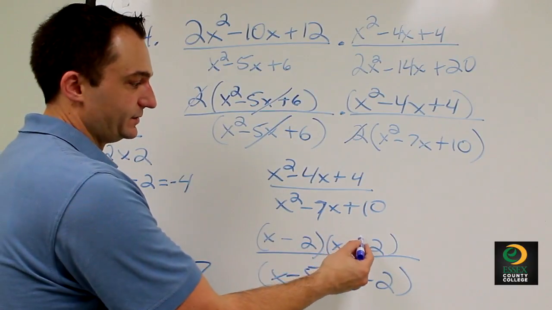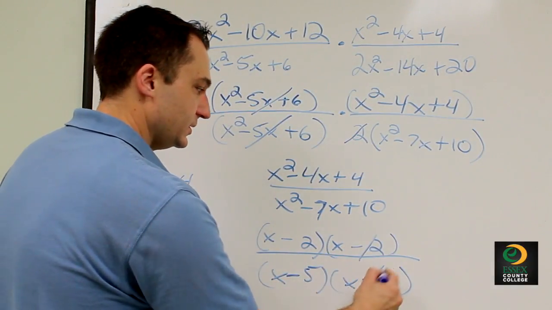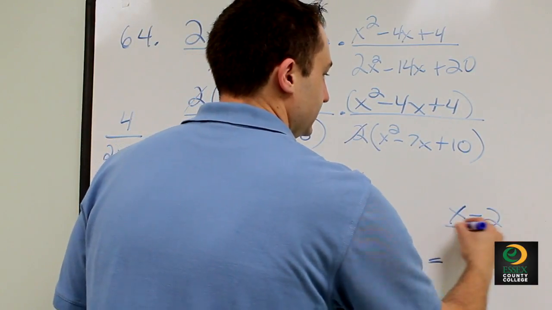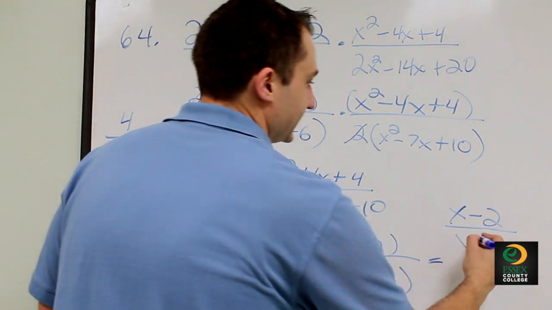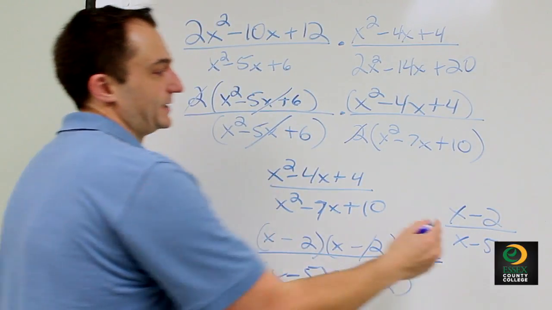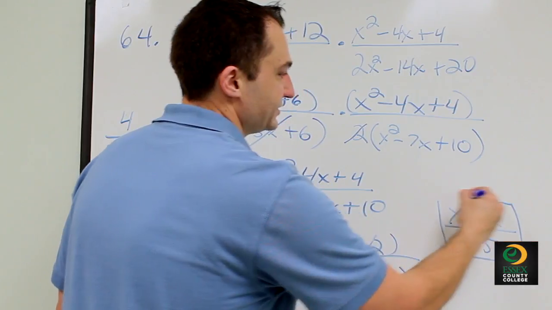We can cancel out these 2's, and we're going to be left with x minus 2 over x minus 5. So the final answer for number 64 would be x minus 2 over x minus 5.